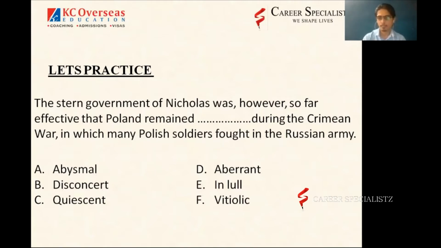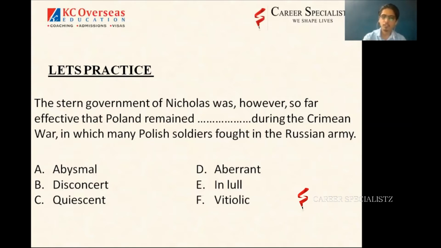Now, as you can see from the last line of the question, it clearly states that Polish soldiers fought in the Russian army. It is a clear indicator that during the war, if the Polish soldiers are fighting with the Russian army, then Poland is not directly participating in the war. That means Poland, as a nation, is in a state of inactivity during that war. Even though its soldiers might be fighting in some other army, the nation remains inactive as it does not contribute towards the outcome of the war directly.